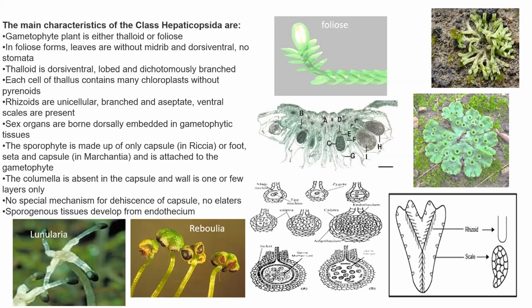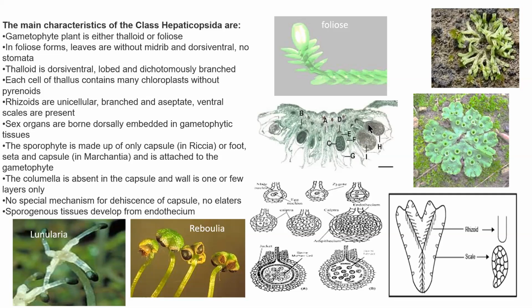The sporophyte is very simple in Riccia. It is made up of only the capsule. You can only see the capsule, whereas in Marchantia, you can see the foot, the seta and the capsule. The foot is not seen outside.